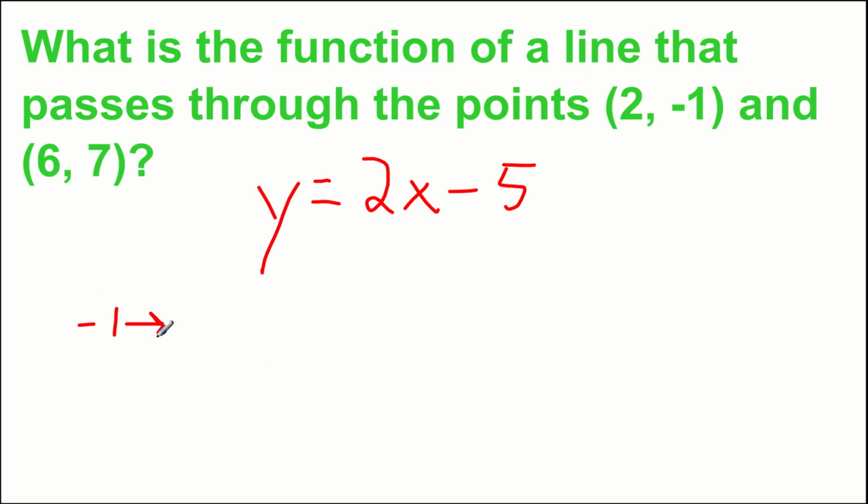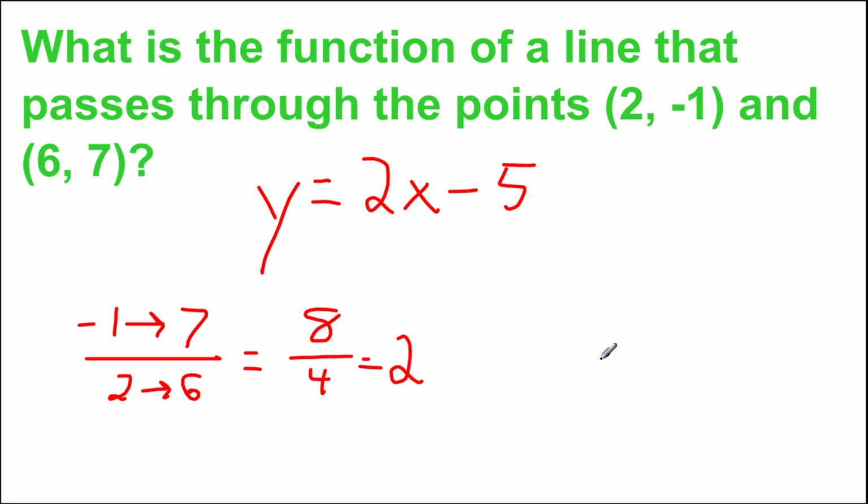Our y values go from negative 1 to 7. X values go from 2 to 6. Our change in y from negative 1 to positive 7, that's 8. 2 to 6, that's 4. 8 divided by 4 is 2. Everybody good on the slope? Once you have the slope, you do y minus mx to find your y-intercept.